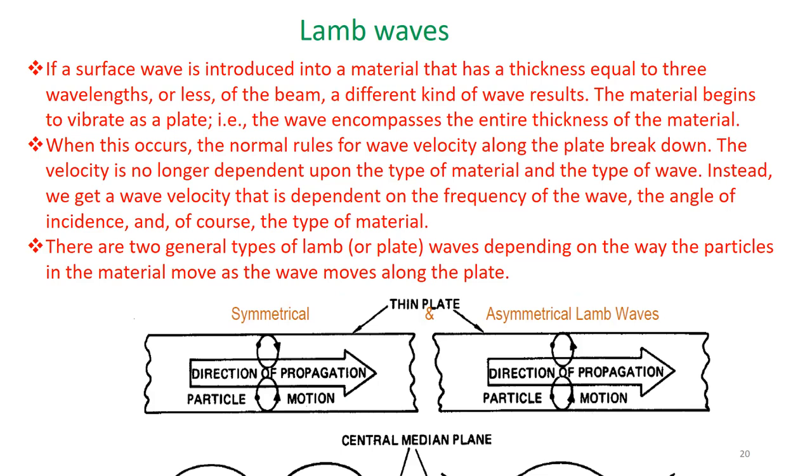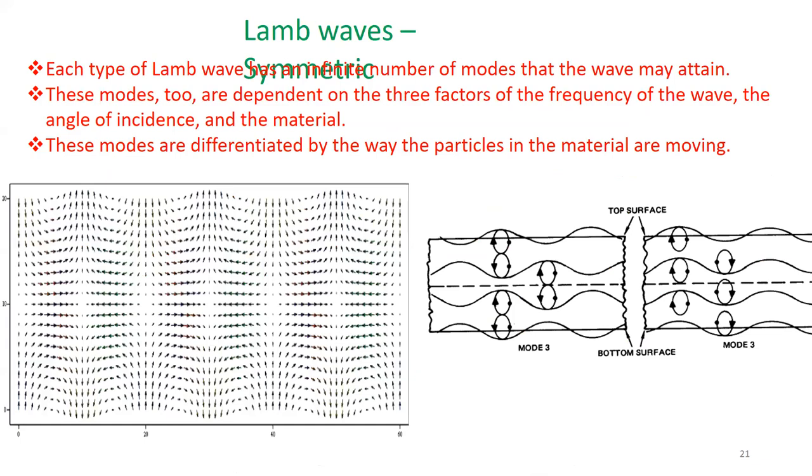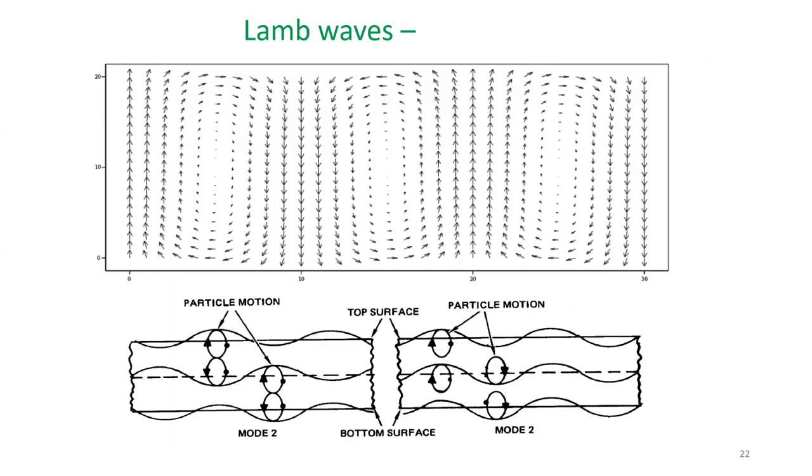There are two general types of plate waves, depending on the way the particles of the material move as the wave moves along the plate: symmetrical or asymmetrical. Each type of plate wave has an infinite number of modes that the wave may attain. These modes too are dependent on the three factors: frequency of the wave, angle of incidence, and material. The modes differ by the way the particles in the material are moving. These are called plate waves and Lamb waves.